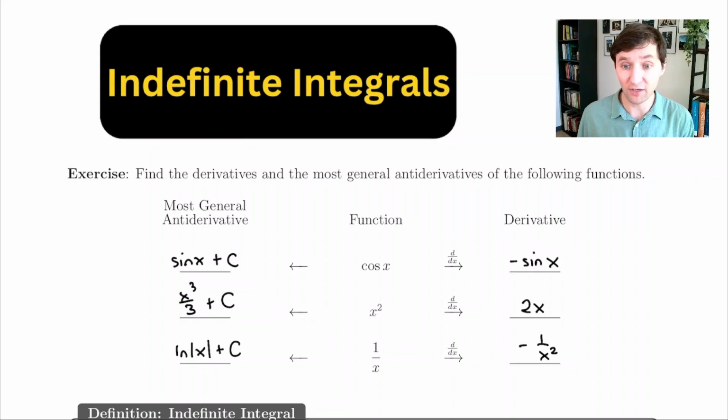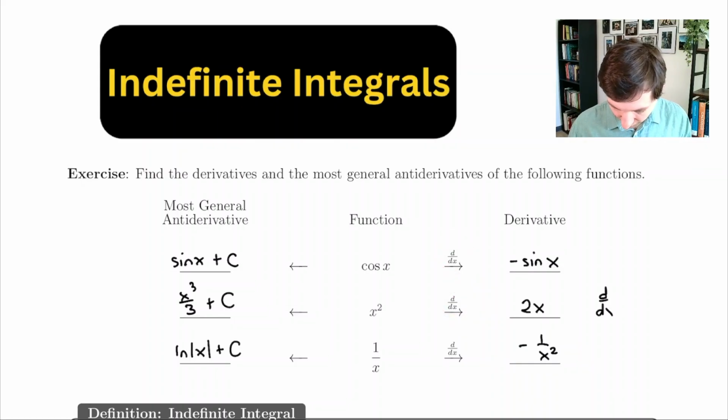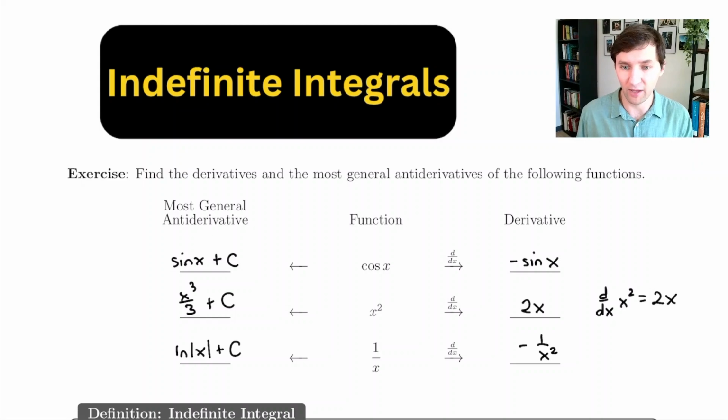Note that the operation of taking the derivative is denoted by d/dx. You could write that the derivative of x squared is 2x. Mathematicians had to come up with a way to denote the process of taking the antiderivative, the most general antiderivative. And they came up with the following. They used a symbol they called the integral symbol. The symbol looks like an elongated S.